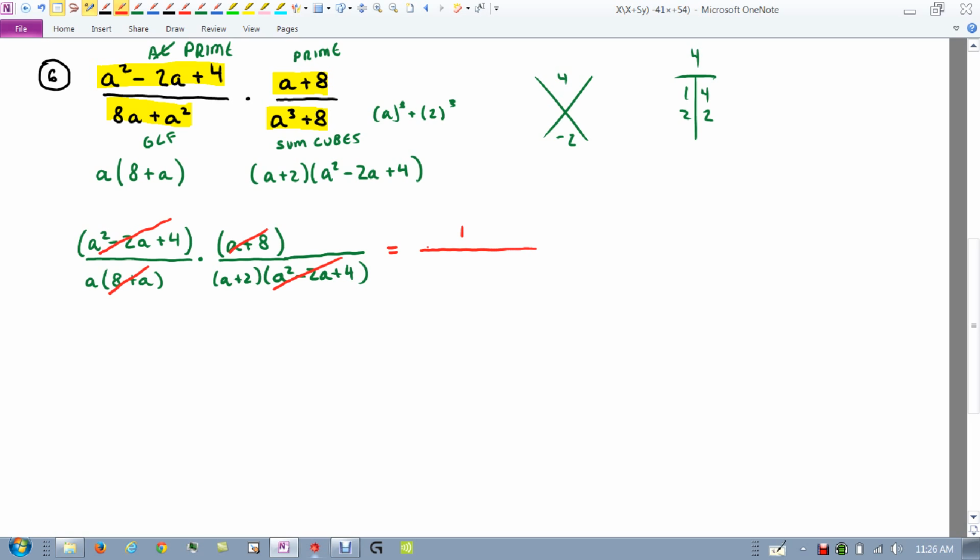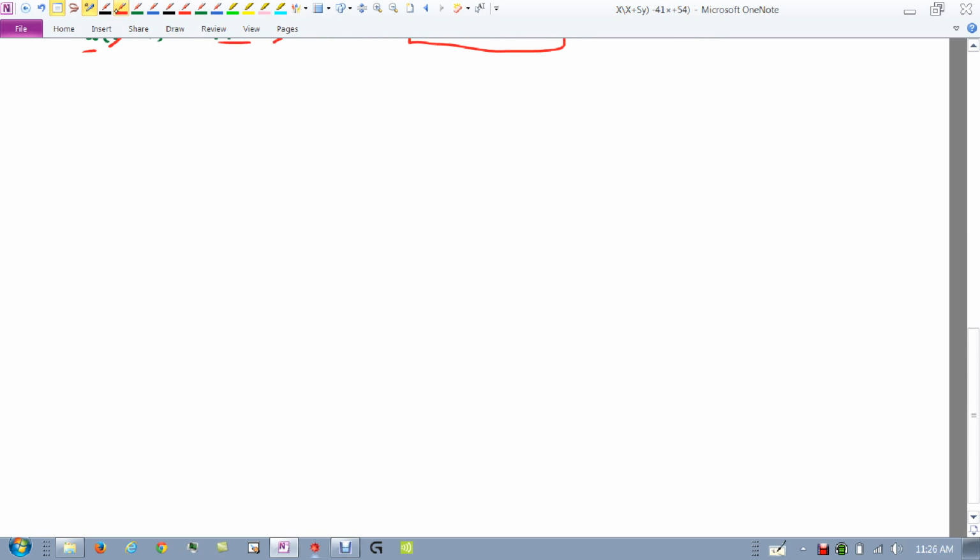So the only thing left on top is a 1. And on the bottom, we have that A out front, and then we have the A plus 2. So A times A plus 2. You can multiply the A through on the bottom or just leave it. That's it. Okay, number 7.